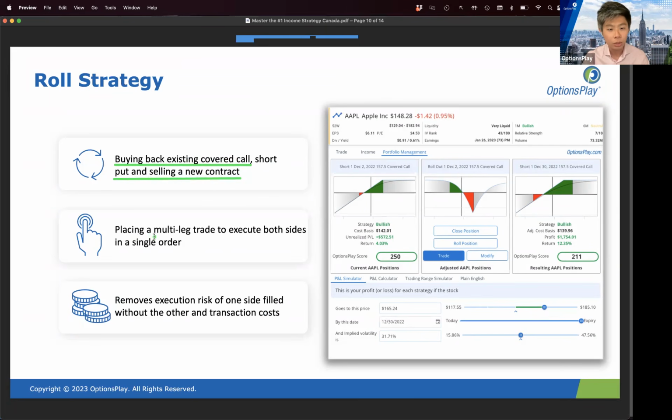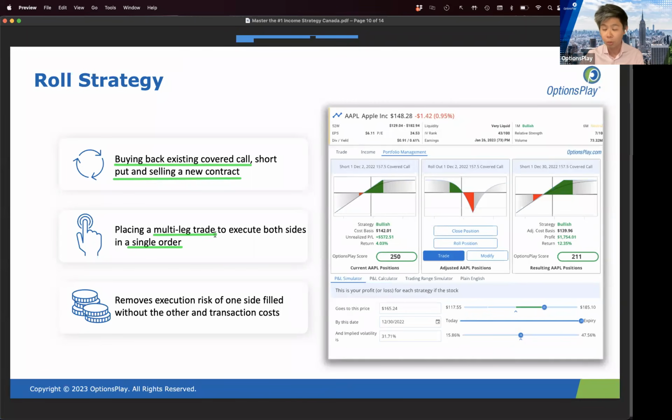And when you do that in a single order, especially a multi-leg order, and I know in Canada, a lot of brokers, you can't do multi-leg orders yet. I do know that a lot of brokers are investing in this particular tool. So hopefully in the next year or so, you'll be able to see this at some of the major banks in terms of being able to execute these multi-legs.